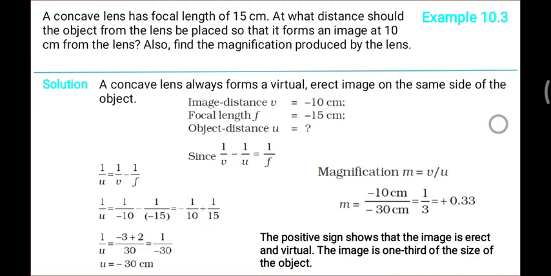The positive sign means the image is erect, virtual. What does this positive magnification tell us? It is positive, upward, and the image is always 1/3 of the object size, because it is 1/3, so its height is 1/3 of the object's.